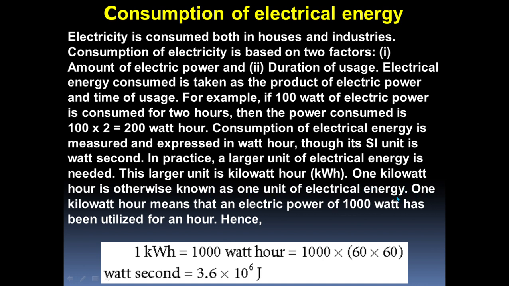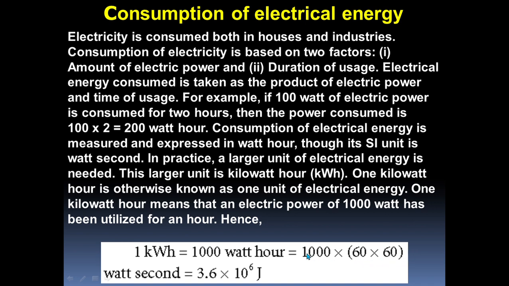So how will you calculate 1 kilowatt hour? 1 kilowatt hour means that an electric power of 1000 watt has been utilized for an hour. That means 1 kilowatt hour is nothing but 1000 watt hour. 1 kilo means 1000 watt hour. 1 hour means how many minutes and seconds? 60 minutes and 60 seconds.